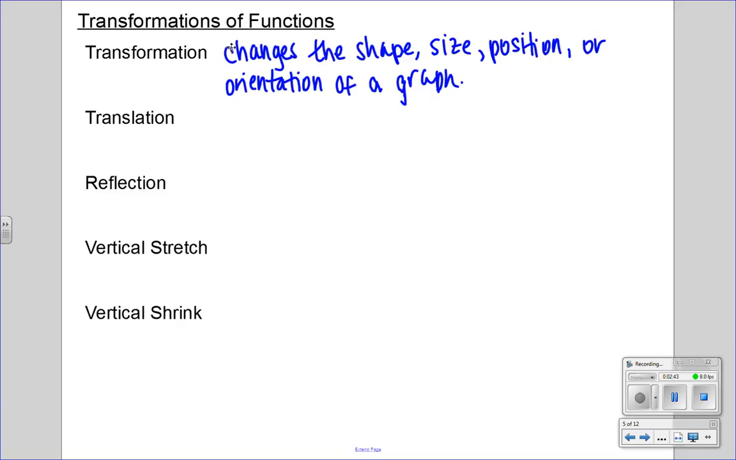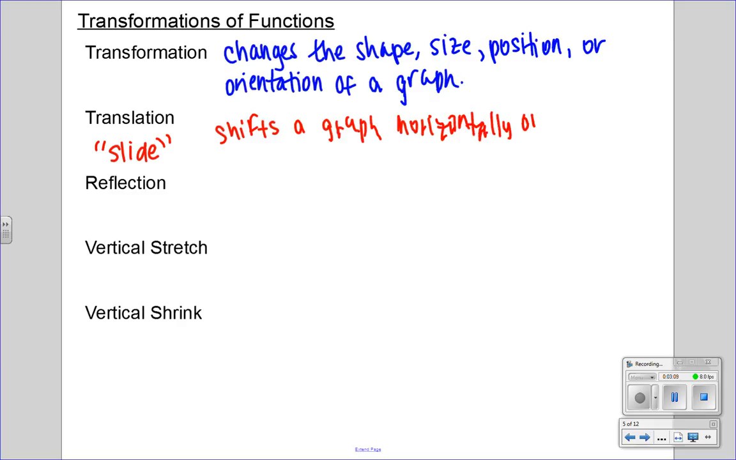Okay. Now, translation is a type of transformation, and one way to remember this is that it is a slide. We can slide that graph around. It doesn't change shape, but we can just slide it around. So this shifts the graph horizontally or vertically. Now a reflection flips the graph over a line.